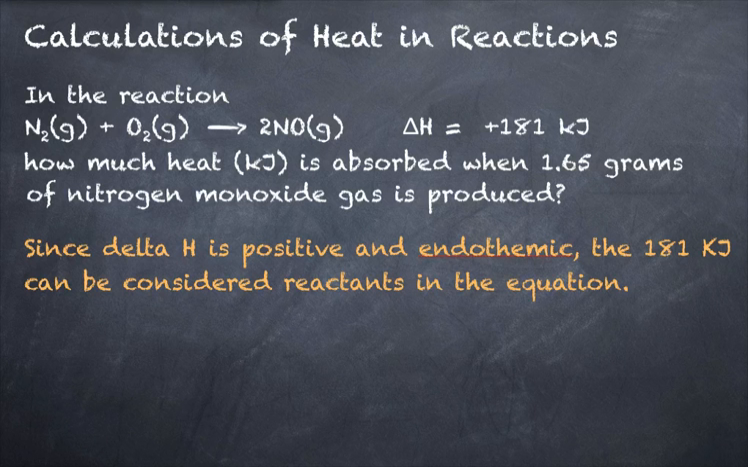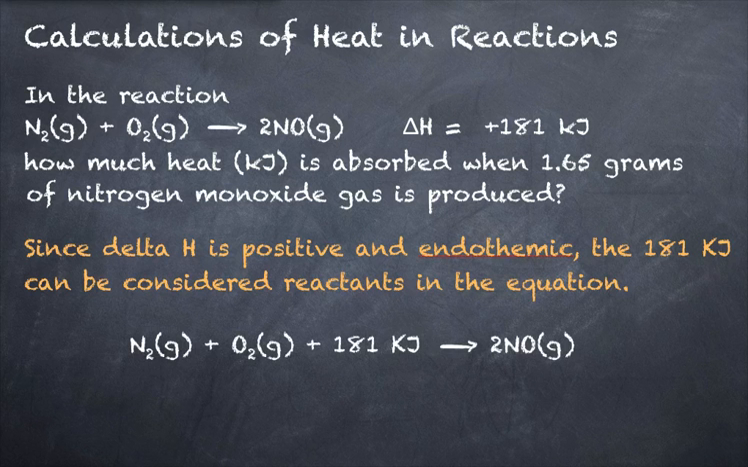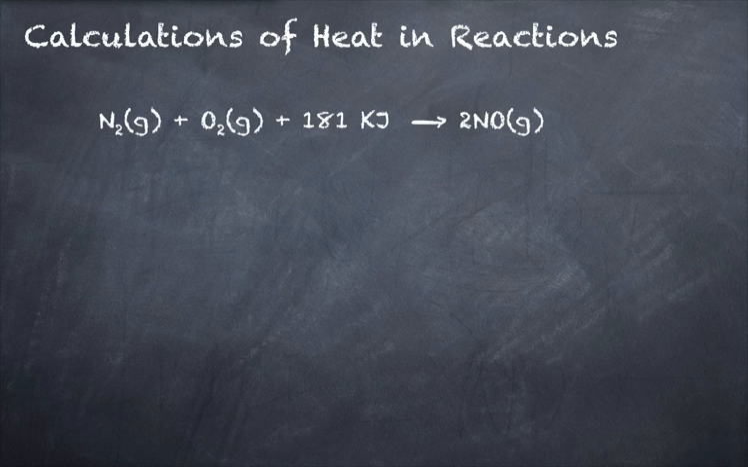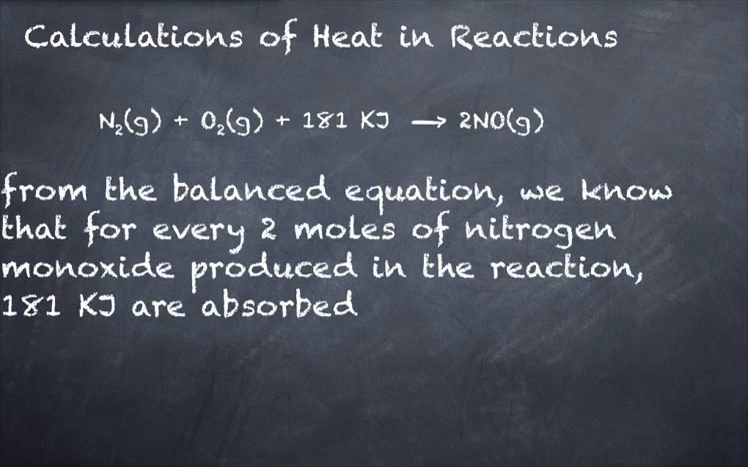So we can actually consider this 181 kilojoules as one of the reactants of the equation. So I can rewrite this as nitrogen gas plus oxygen gas plus 181 kilojoules of energy yields 2 moles of nitrogen monoxide gas. So if I rewrite this, I can now basically get a conversion factor here, because I know that for every 2 moles of nitrogen monoxide gas produced, it requires 181 kilojoules of energy.